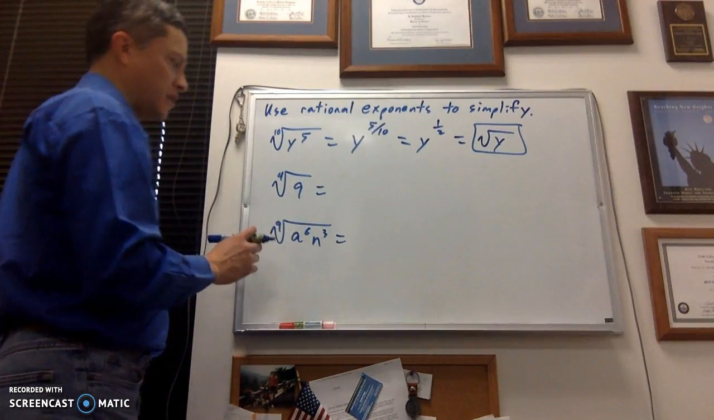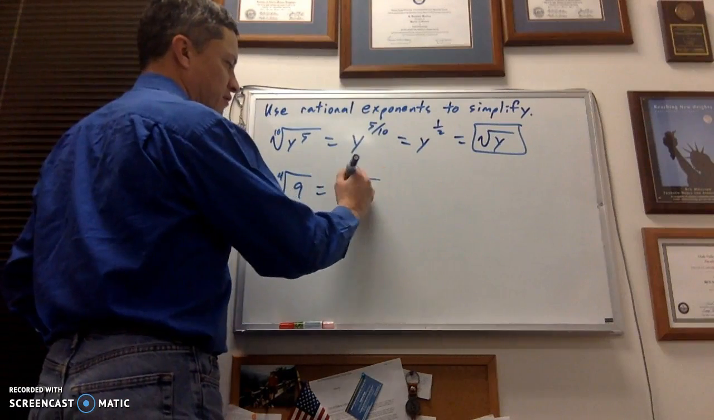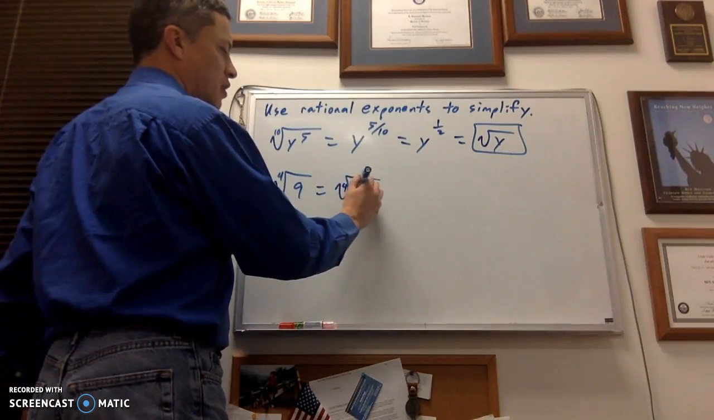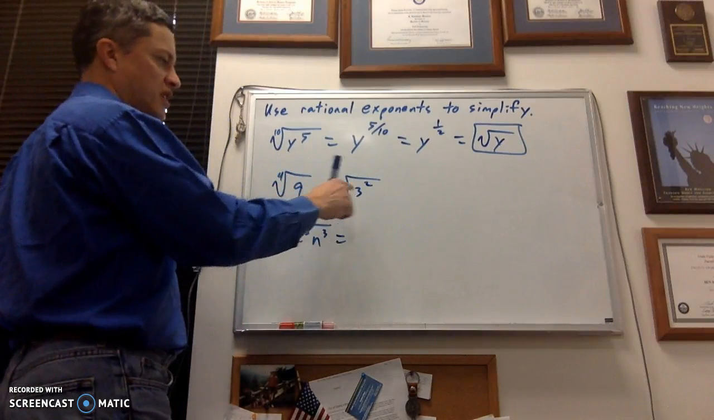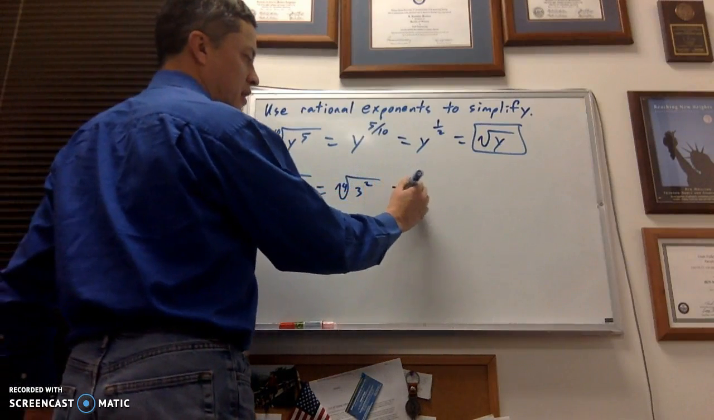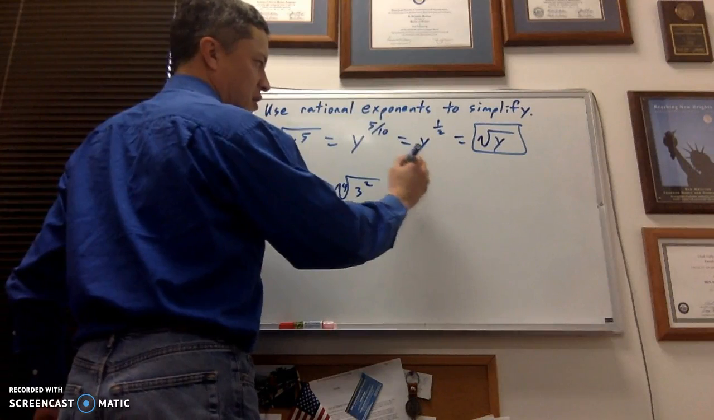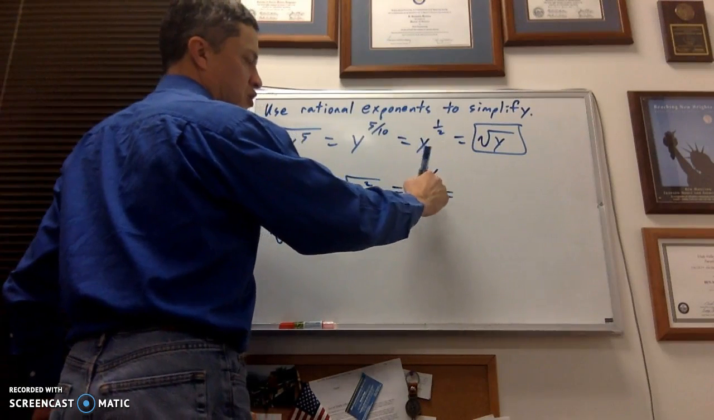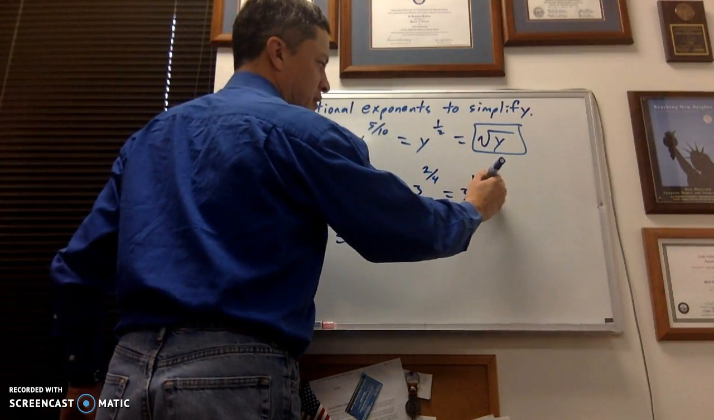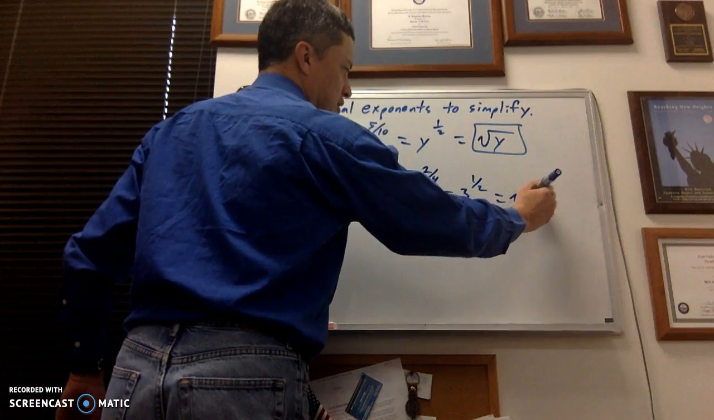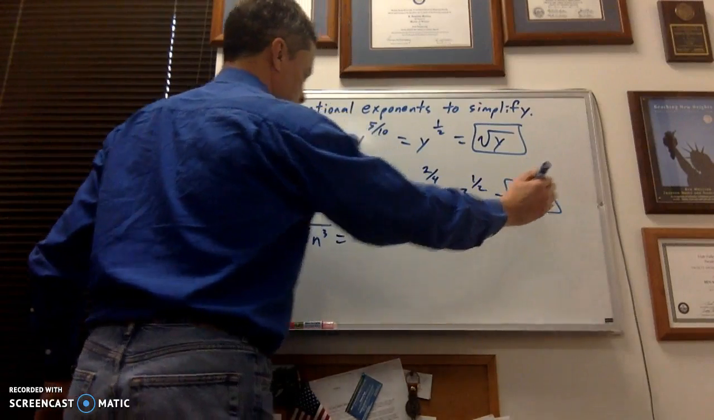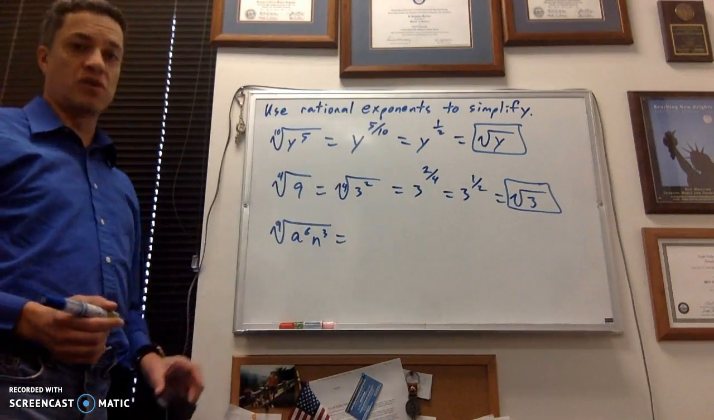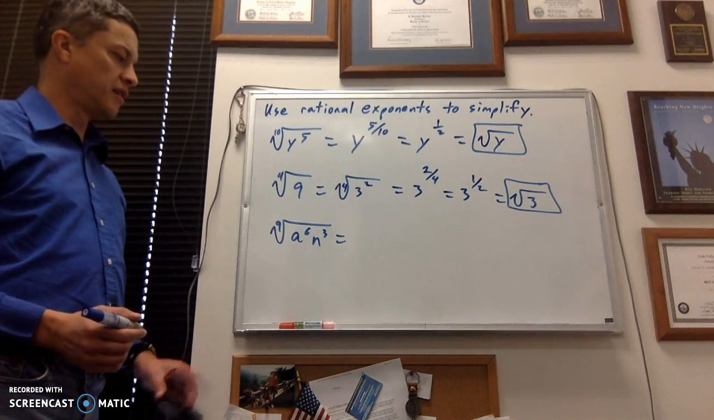This next one's going to be a little interesting. I'll write this as the 4th root of 3 squared. This 4th root of 9 is the same thing as the 4th root of 3 squared. Now let's write that as a rational exponent. That's 3 to the 2/4. 2/4 reduces to 1/2. So that's going to be the square root of 3. So the 4th root of 9 really does reduce down to the square root of 3.